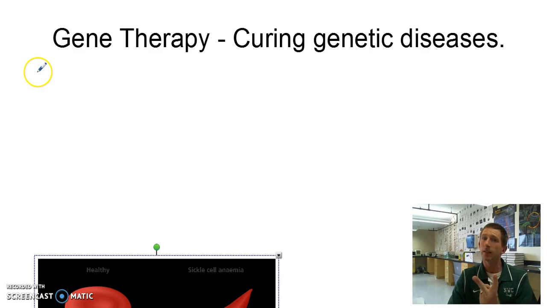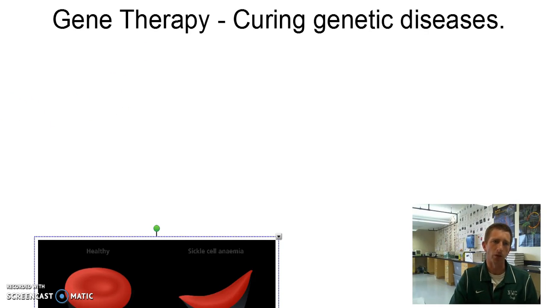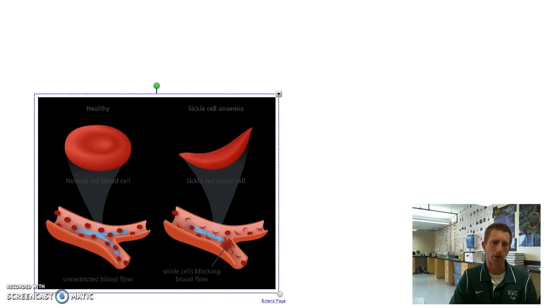All right, so second process that we're going to talk about is gene therapy. Gene therapy is this amazing process that has the potential to cure genetic diseases. So very quickly, we're going to use sickle cell anemia as our example.